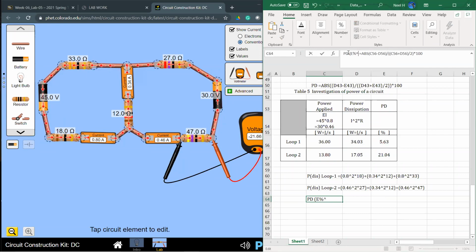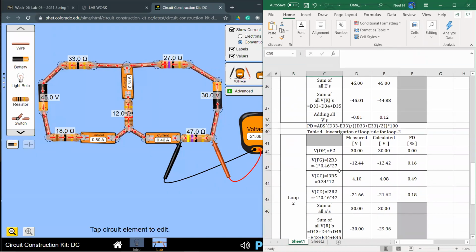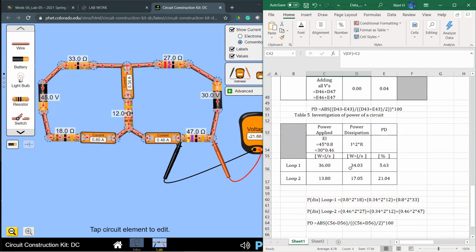Professor, I just missed the first column for loop 2. First column of loop 2. Sorry, table 5, the power applied. Oh, should be this one? C57, yeah. This one? Yes, that's all I missed. That is just 30 times 0.46.